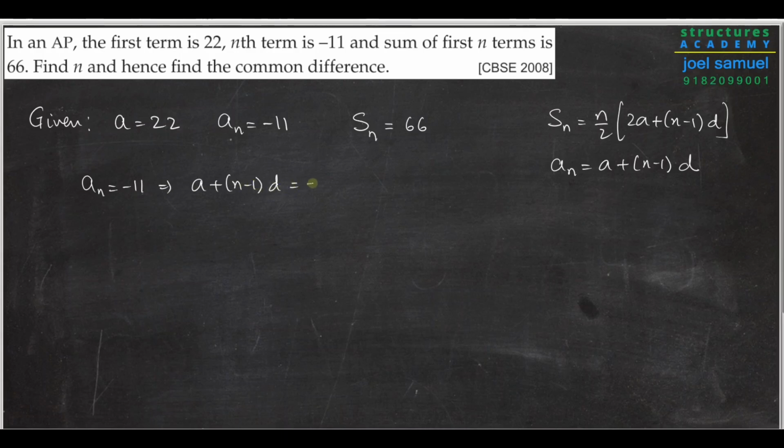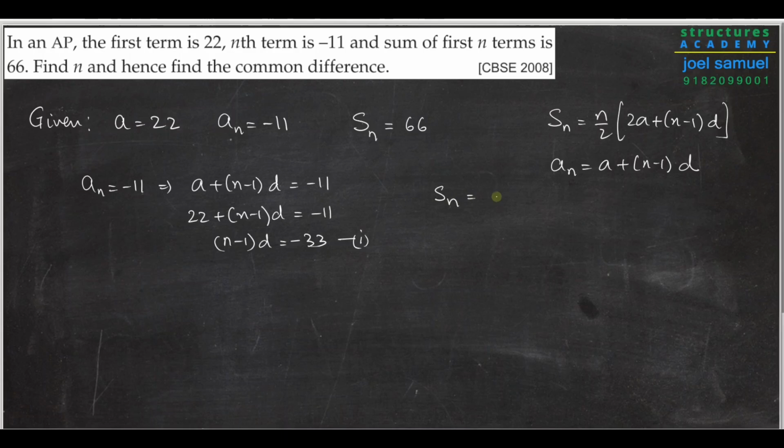So first let's take a sub n equals minus 11, which implies a plus (n minus 1) times d equals minus 11. So we know a is 22, plus (n minus 1) into d is equal to minus 11. So therefore (n minus 1) into d is minus 33. That is, after having sent 22 onto this side, I get minus 33. So I'm going to keep this as equation number 1.